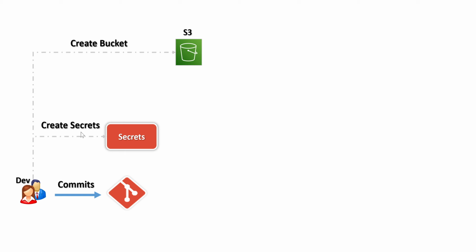And then you have to create GitHub secrets where you store your AWS CLI credentials. Once you configure this, you can ask the Dev, or you can commit a change in GitHub.